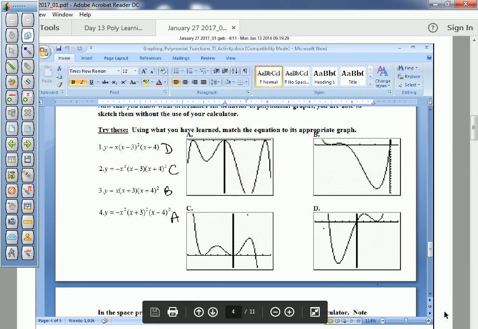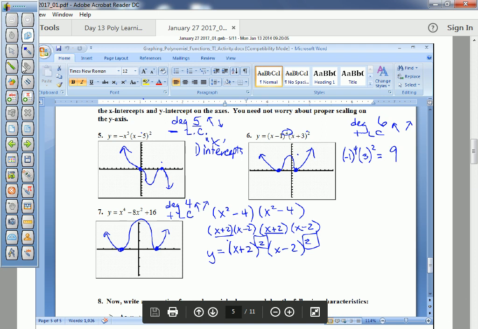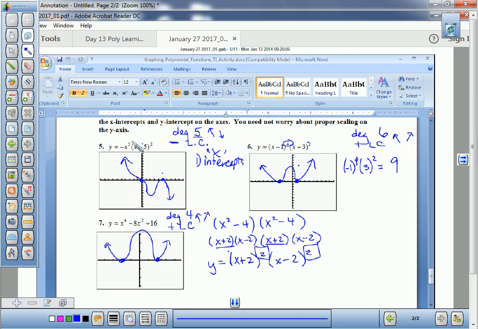Okay, let's take a look at the next bit. All right, so we do the same thing on these when we're working through them. So let's talk through these answers now. If we look at this one, it has a degree of 5 and a negative leading coefficient. So we know it's going to rise to the left and fall to the right.